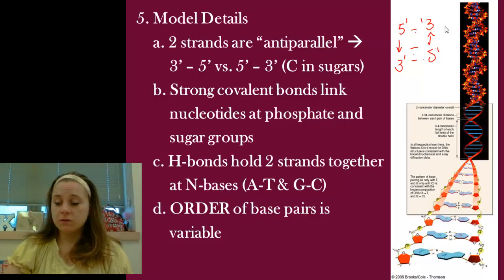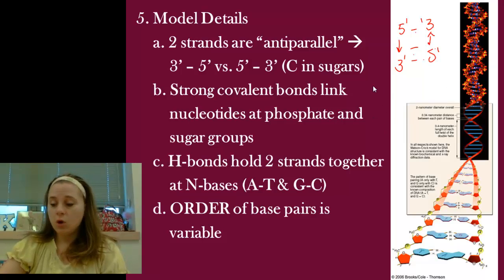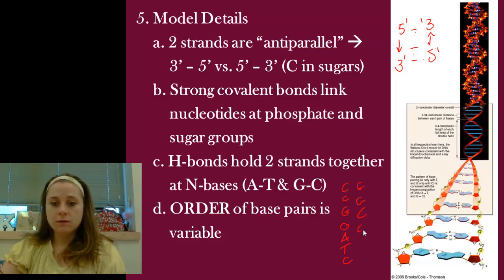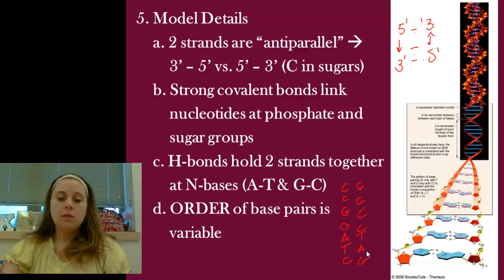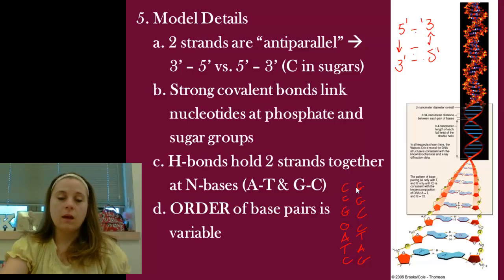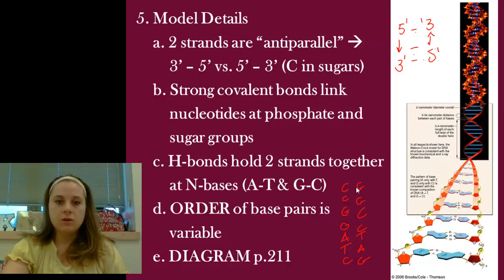And the order of my base pairs is variable. That's what makes one gene different from another. That's what makes one critter different from another. The fact that down one side I might have C, C, G, G, A, T, C, which we know then the other side is G, G, C, C, T, A, G. This order, let's say this is a gene, this order might be slightly different in another individual. Maybe this particular base is something different. So the order running up and down can be different from one organism to the next. And you can see this diagram yourself on page 211 of your textbook.